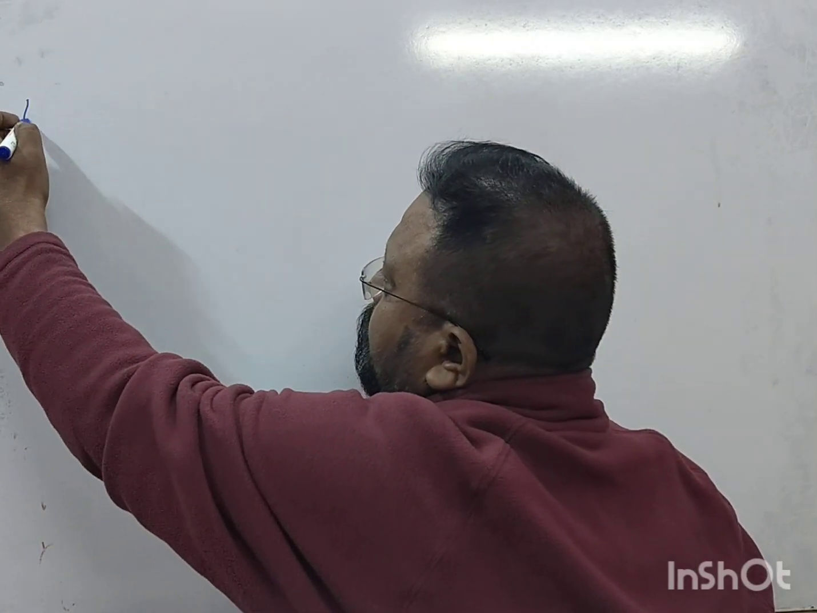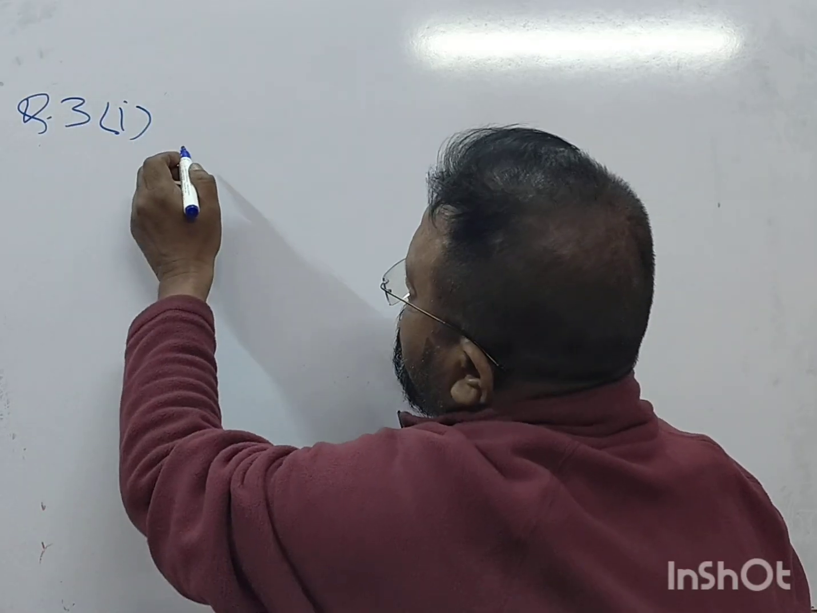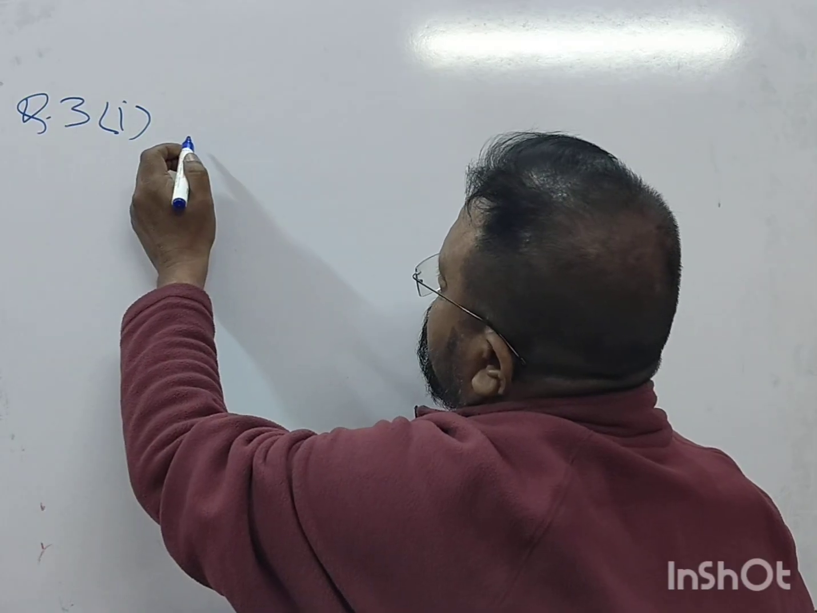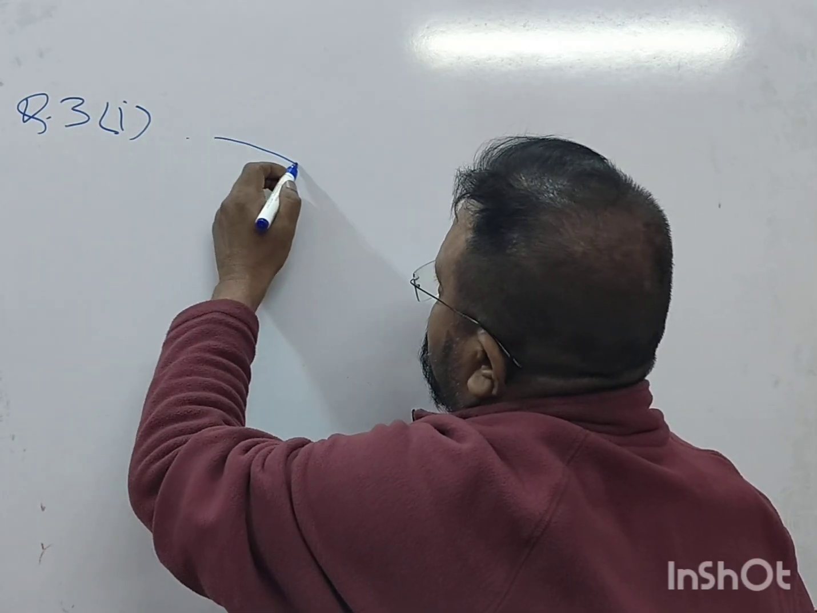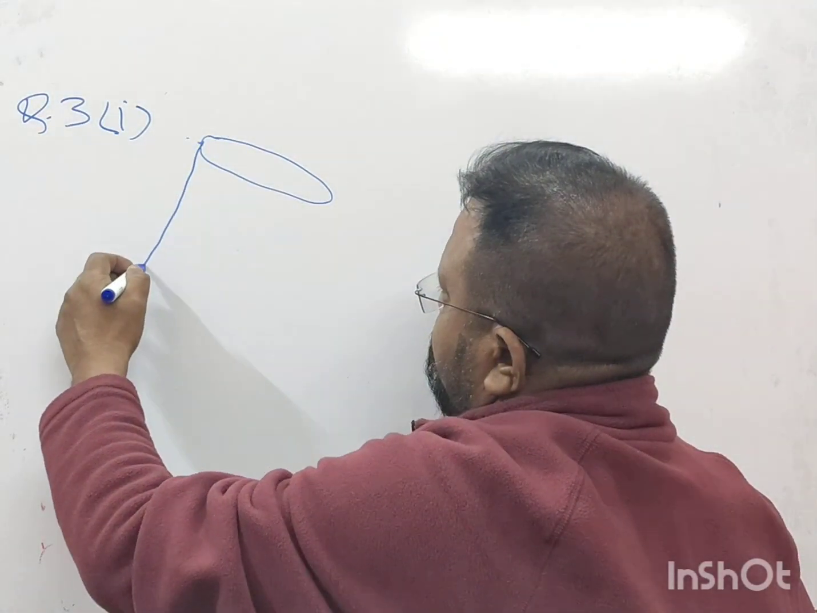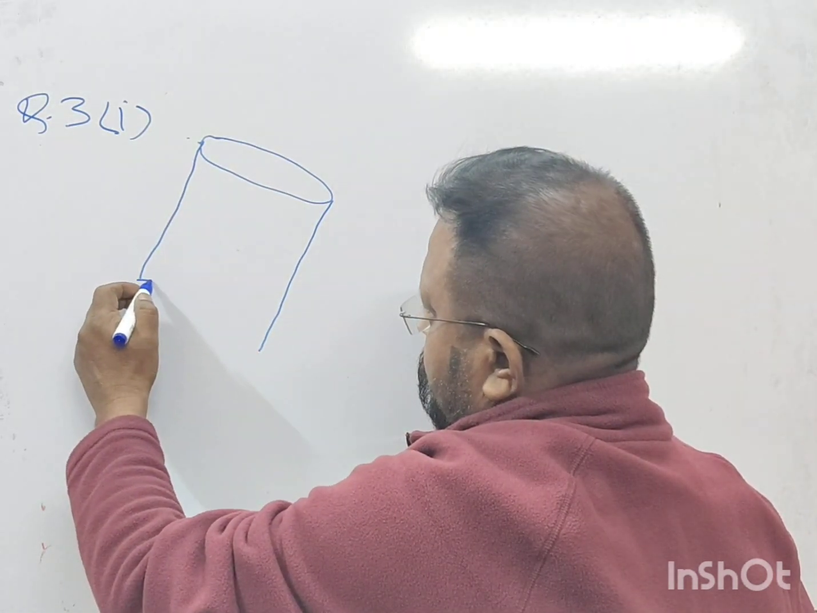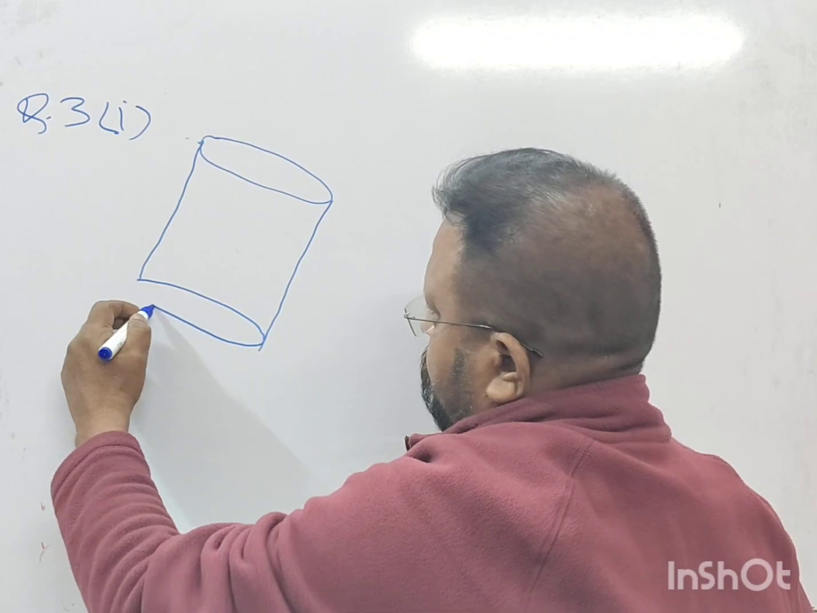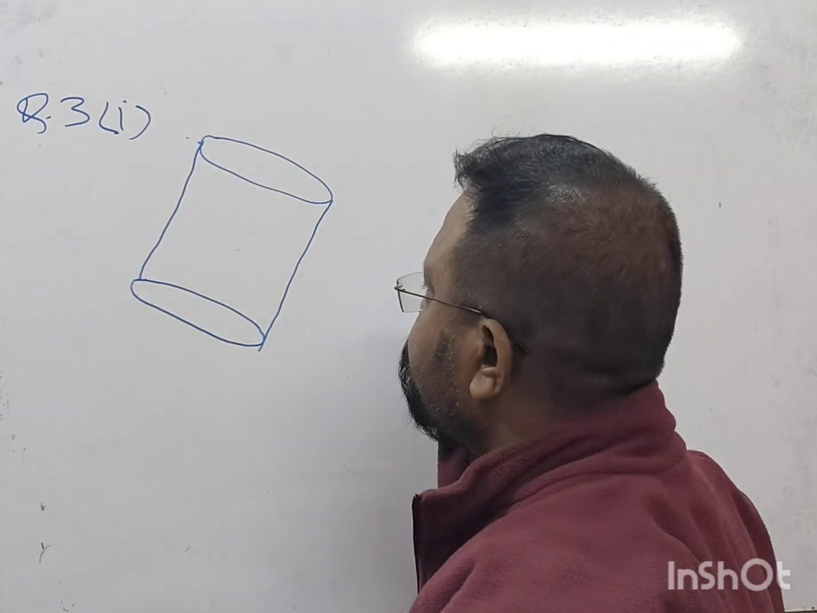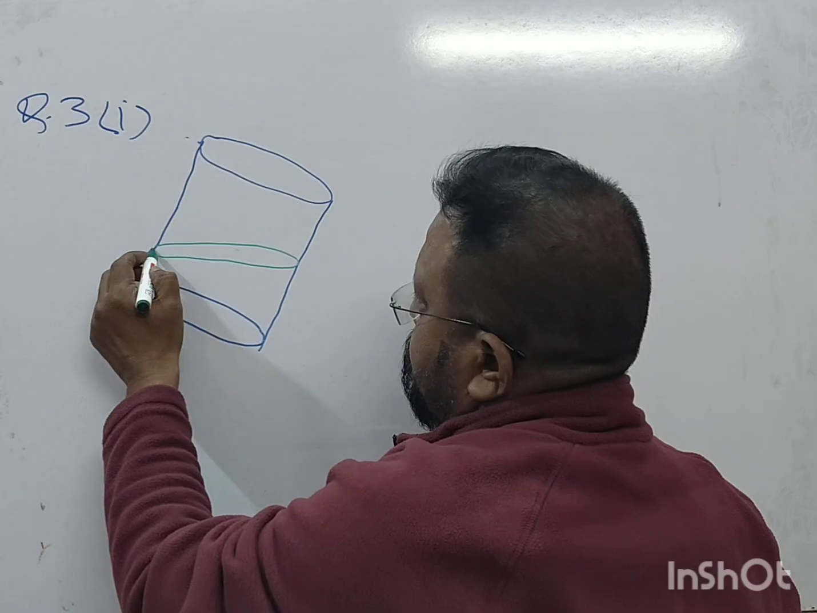Question number 3, part 1. There is a beaker. The beaker is like this. It is tilted, right? It is tilted, like this, and it is filled with water. It is saying filled with water like this.